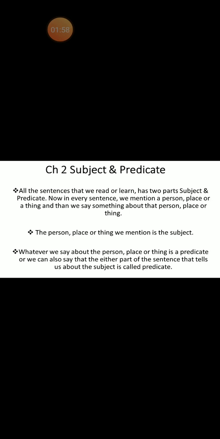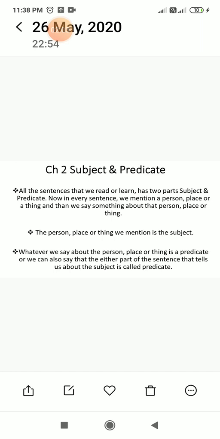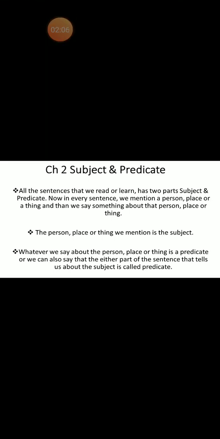Now, in every sentence, we mention a person, place, or a thing. And then we say something about that person, that place, or that thing. The person, place, or thing we mention is a subject. That is the first half of the sentence. There are two parts. This is the first part of the sentence. Now, whatever we say about the person, place, or a thing is a predicate.